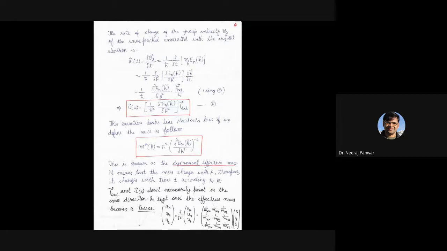In that case, the effective mass becomes a tensor, and this equation, the relation between the field, mass and acceleration, would be represented by a tensor. It will have three components, ax, ay, az along x, y and z direction, and it will have a matrix with 9 components of the inverse of effective mass times the force. So when the force and acceleration are not in the same direction, the effective mass would be a tensor quantity.